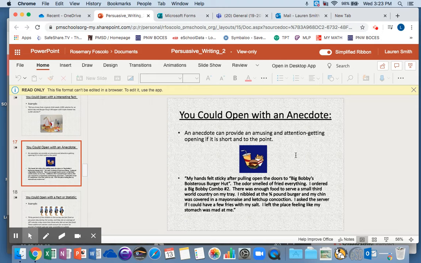I nibbled at the 3/4-pound burger, and my chin was covered in mayonnaise and ketchup concoction. I asked the server if I could have a few fries with my salt. I left the place feeling like my stomach was mad at me. So they used a little bit of sarcasm in here, right? They were being a little facetious. It's more of a tricky way to do it.